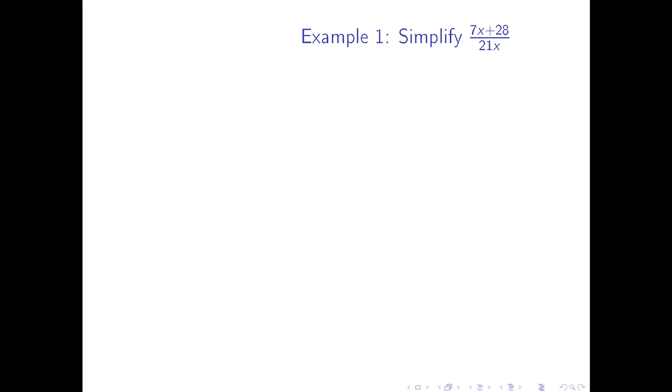All right, so we're going to use that same idea, but now we're going to deal with a rational expression. So let's look at what a rational expression looks like. Here's one. I have 7x plus 28 on the top and 21x on the bottom. Now notice the first step we took in simplifying a fraction was that we factored it out. So can you factor that numerator?